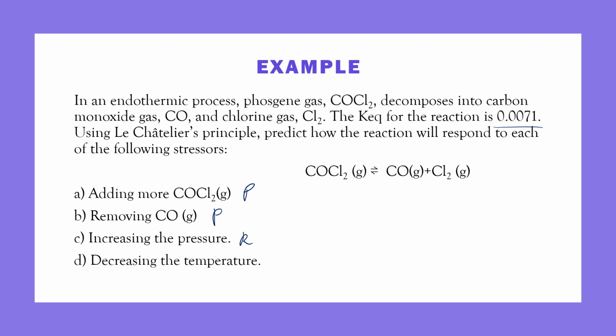And then decreasing the temperature. So right at the very beginning they told us it was endothermic, so heat is on the reactant side. If I decrease the temperature, it's too cold, I want to go toward the heat to warm it back up. So it will also go towards the reactant side.